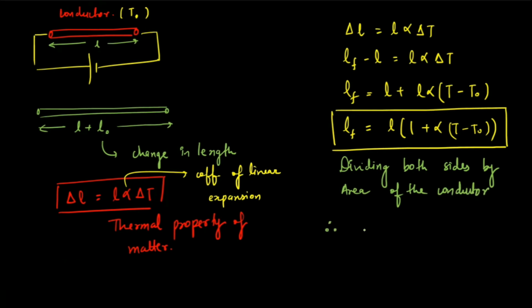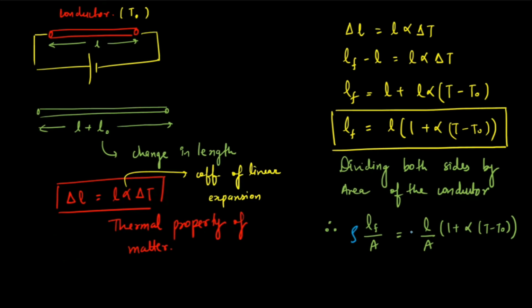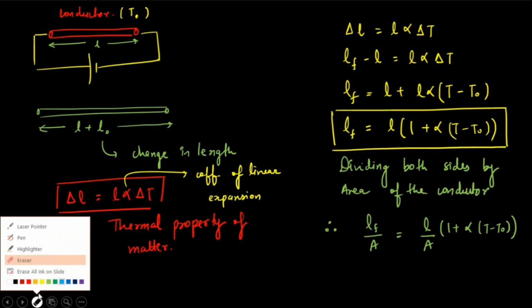So what are we going to get? We are going to get L_F over A equals L over A times (1 plus alpha (T minus T naught)). Again, we are going to do the same thing: multiply by one such factor called resistivity. What we have to understand here is that resistivity is something which can be calculated while calculating resistance.